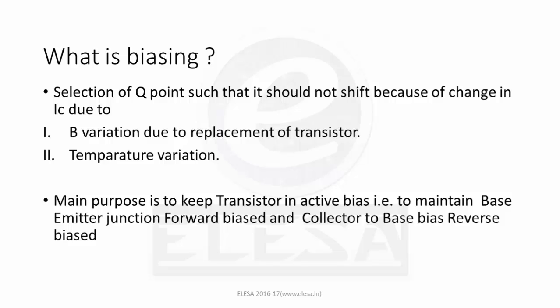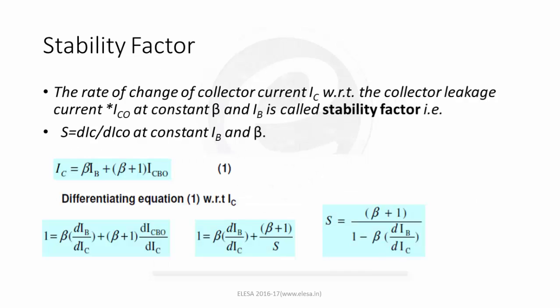So what is biasing? Biasing is the selection of the Q point such that it should not be affected by changes in IC. Changes in IC are due to beta variation, that is, replacement of the transistor with one of the same or a different batch, and second, temperature variation. The main purpose of biasing is to keep the base emitter junction forward biased and the collector to base junction reverse biased.